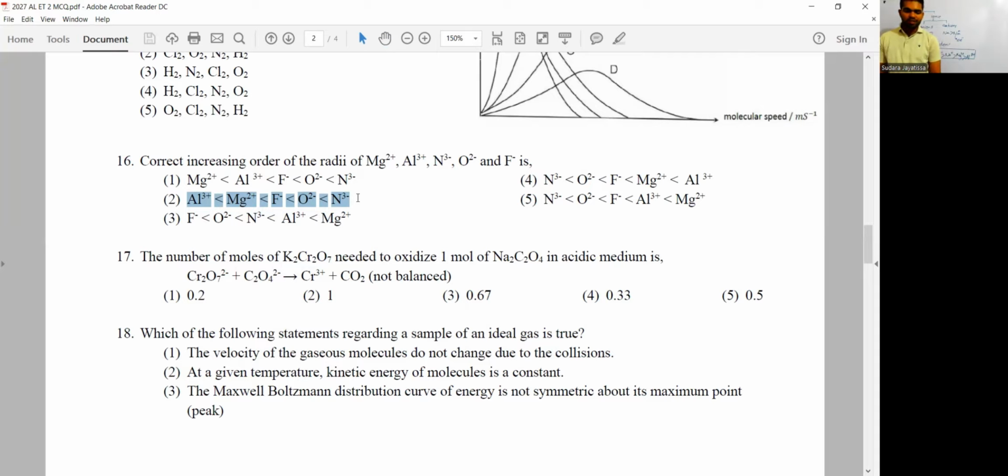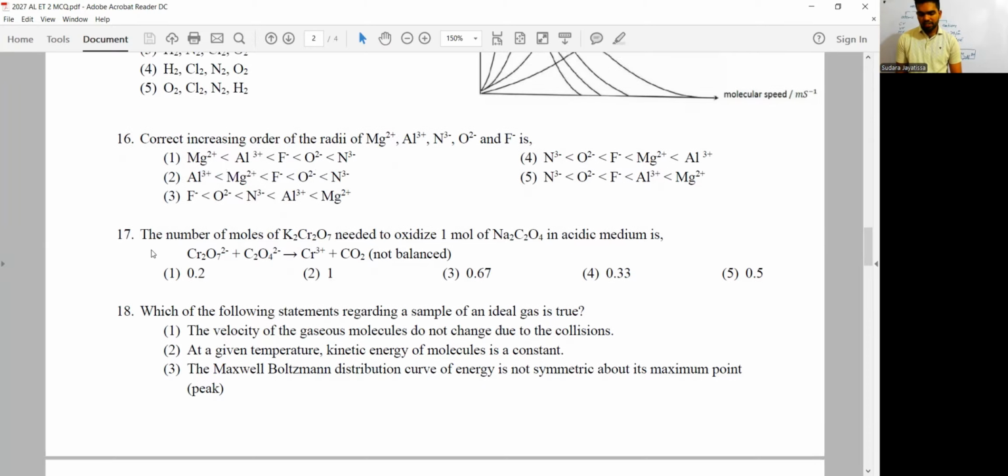Okay. So Al3+, Mg2+, F−, O2−, and N3−. That is the ascending order, increasing order of this radius. Okay. So remember what is the main theory point? If you recall again, the theory point you have to remind quickly is isoelectronic series. Right. I hope that is clear.